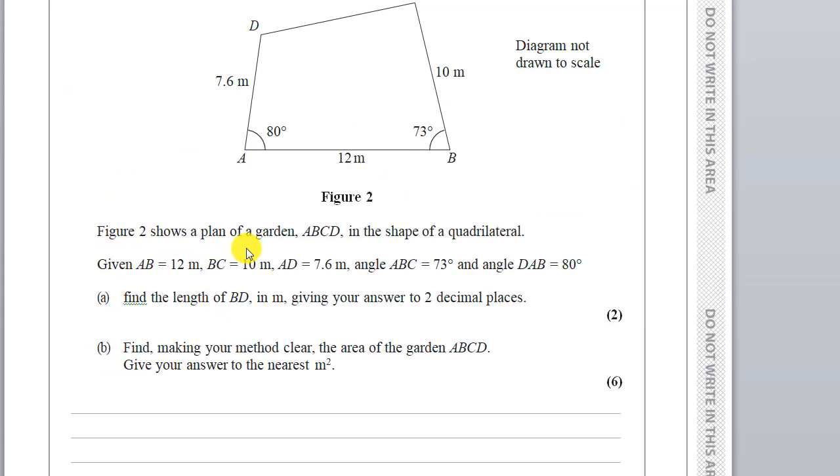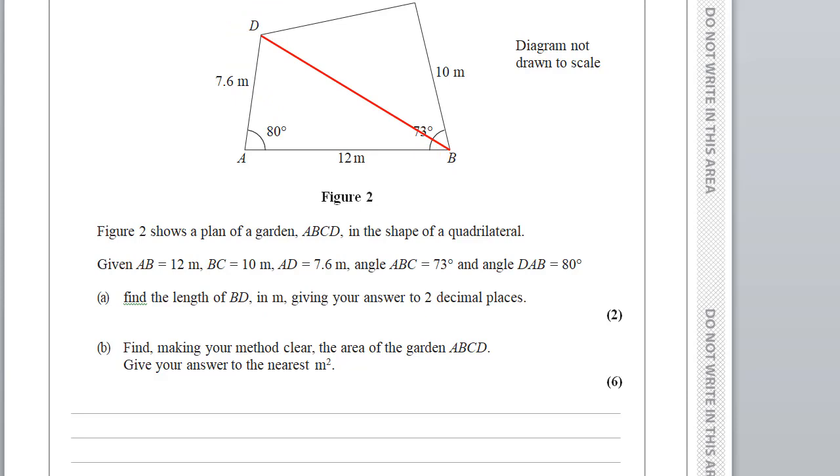Figure 2 shows a plan of garden ABCD in the shape of a quadrilateral. Given that AB is equal to 12, BC is 10, AD is 7.6, angle ABC is 73, which is this one, and the angle DAB is equal to 80. Find the length of BD in meters, giving your answer to 2 decimal places. So he needs the line BD in this triangle.